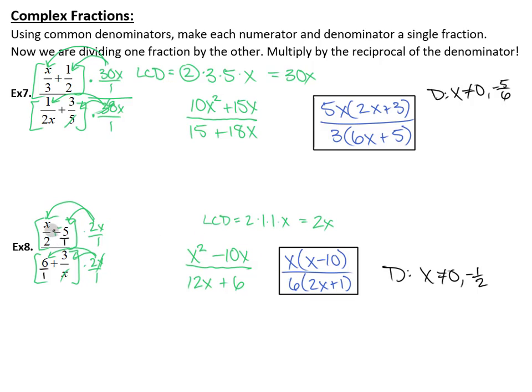So again, the easiest way to deal with complex fractions, find the least common denominator of everything, and then distribute it through and just simplify as you go. The denominators all disappear. When you do that, you're just left with kind of one big fraction that you want to try to factor and maybe reduce if you can.